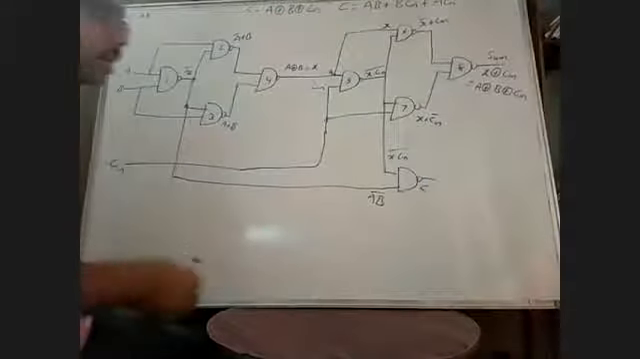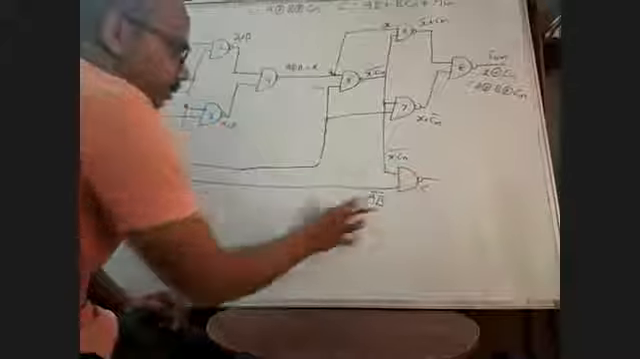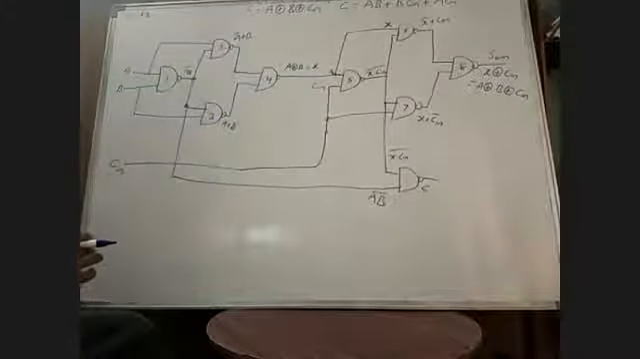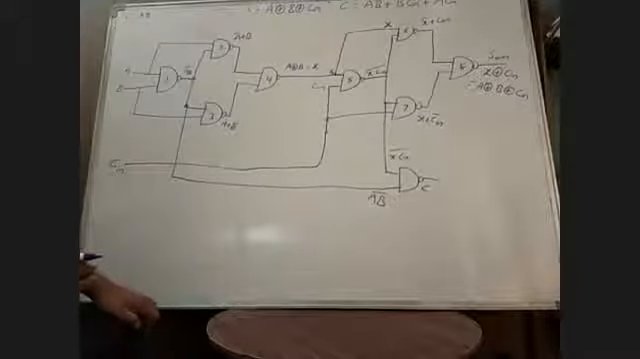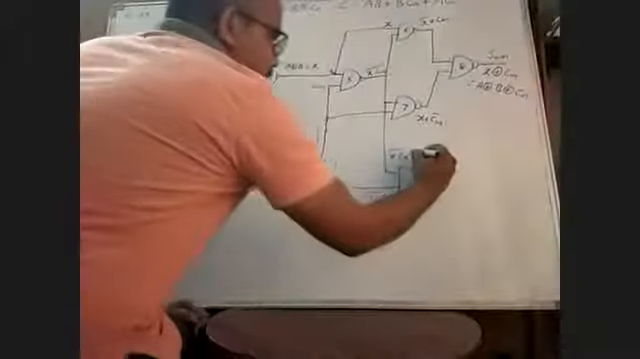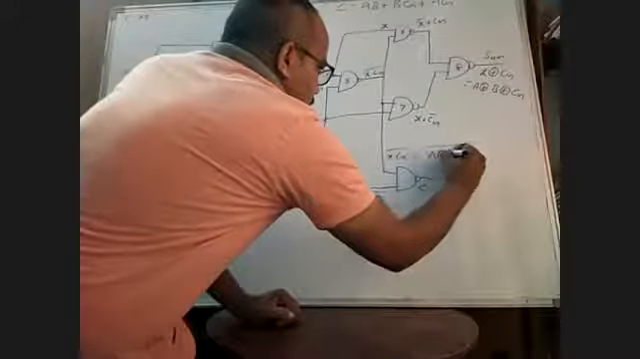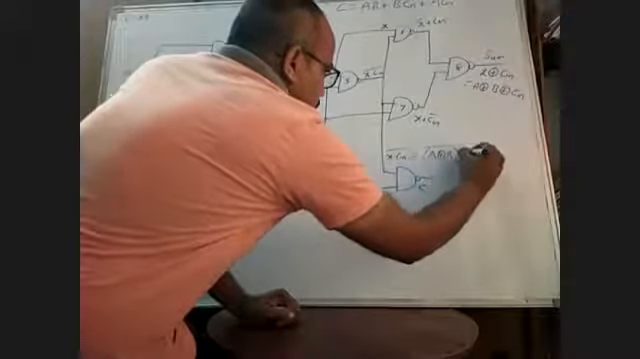Now this is connected to one more NAND gate. I am writing the expression here. X into C in bar. What is X now? X is A exclusive or B. That is, I can write this as A exclusive or B into C in.